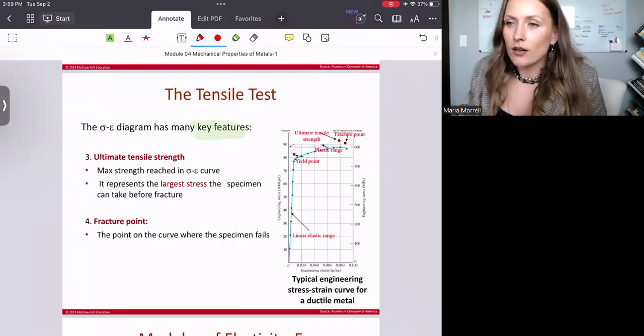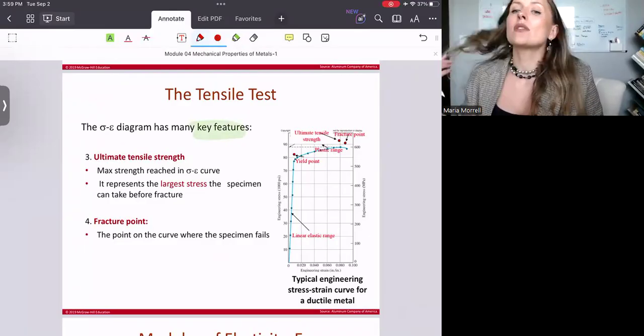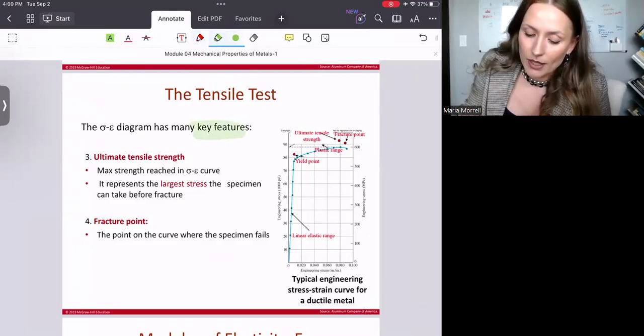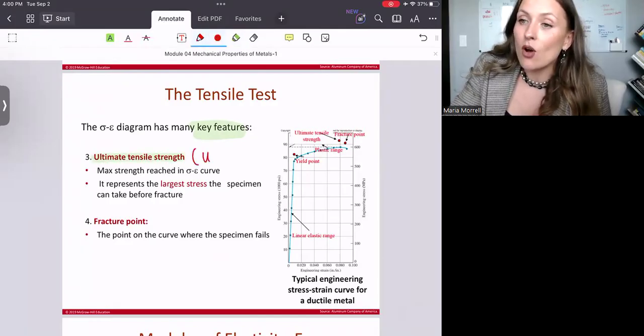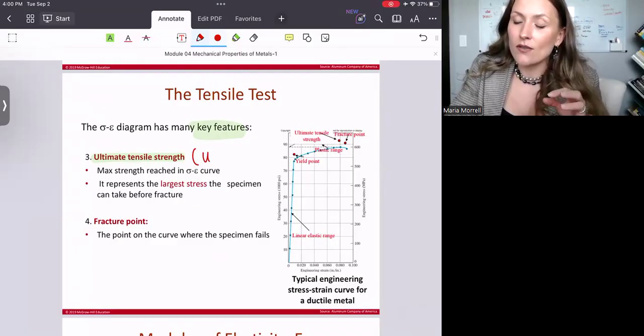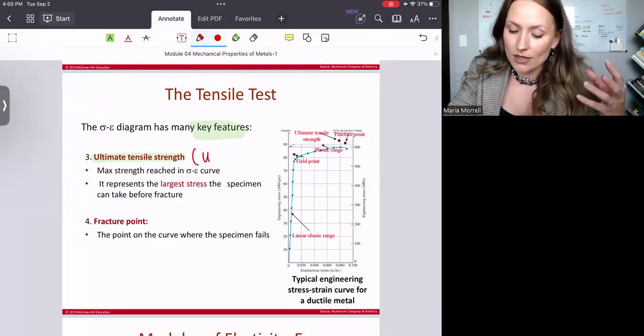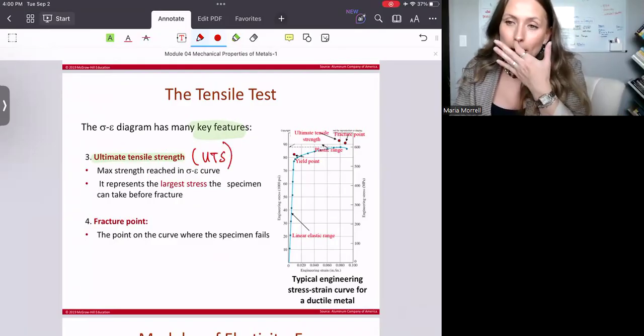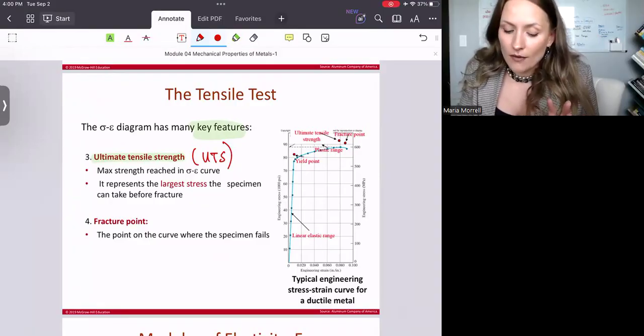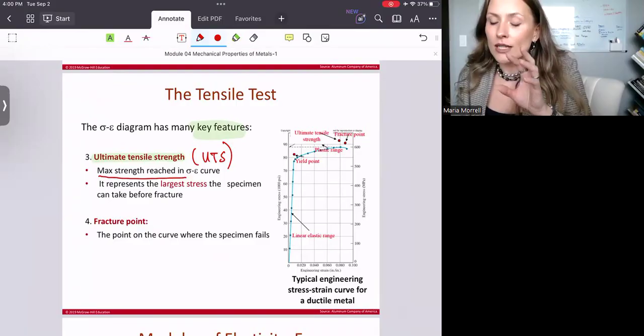We can also see the ultimate tensile strength. You will notice that occasionally, or perhaps often, I will refer to this instead of saying ultimate tensile strength, I will say UTS. Okay. And this is very, very simple. This is the maximum strength reached on the stress strain diagram.